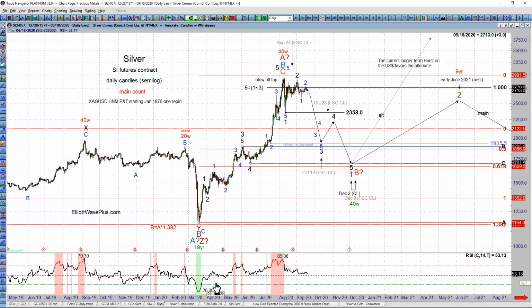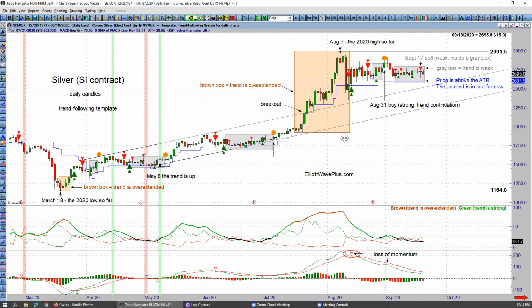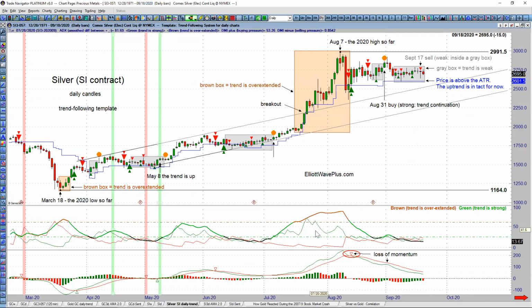So there's silver. Trend chart, big loss of momentum. The MACD lines are still wide open apart, which has a bearish look. And we're in this sideways consolidation, and the last signal we got was actually a sell on Thursday. We need to know which way it's going to break out of that gray box.